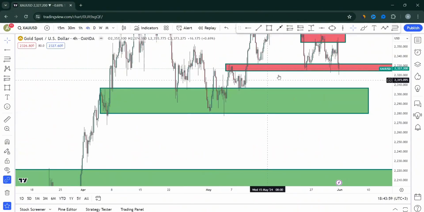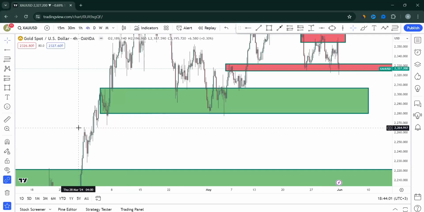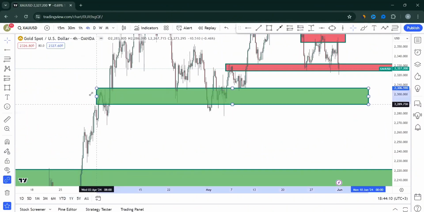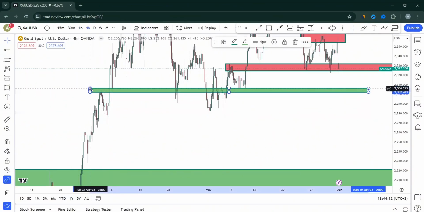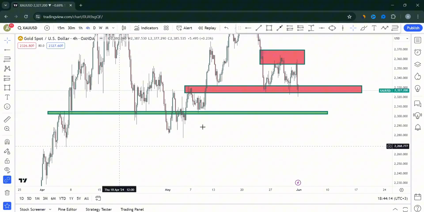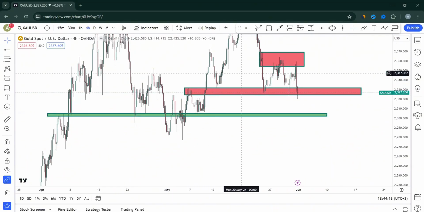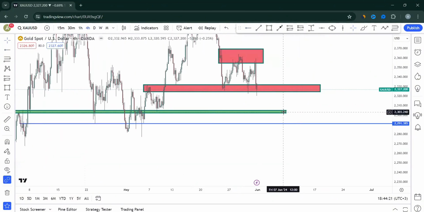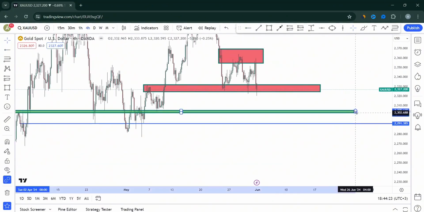You can look for levels that were not tested. For example, we have this area here, price tested it. Then we have this area here, price came and tested it. Then we have, was this area here tested? Let's try to find out. Yes, this area here was tested. So you can mark that. You can start with that. Then also you can have these hidden areas here as your targets, right? Let me just extend this side.